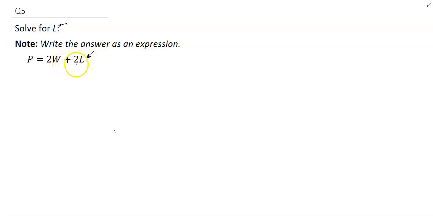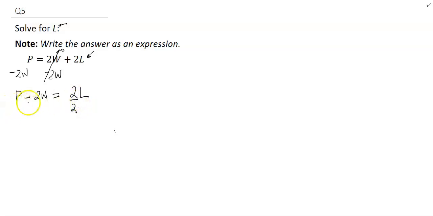Alright, so this variable is being multiplied by the coefficient 2 and has a term in front of it. So first I want to get rid of this term. If the term is positive, I add its opposite and I do it on both sides. Now I have P negative 2W on the left side. On the right side, this became 0. And now I have 2 L's. I don't want 2 L's, I just want 1 L. So I will divide here by 2.